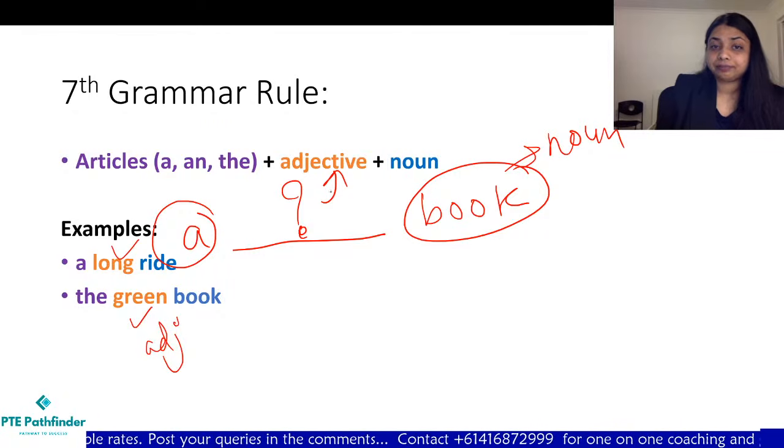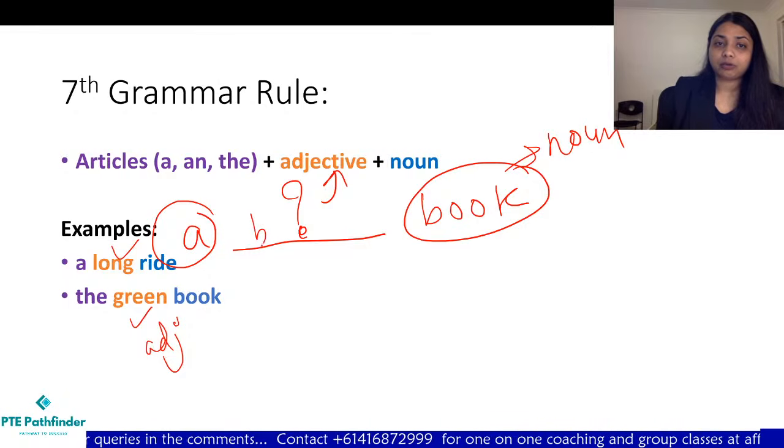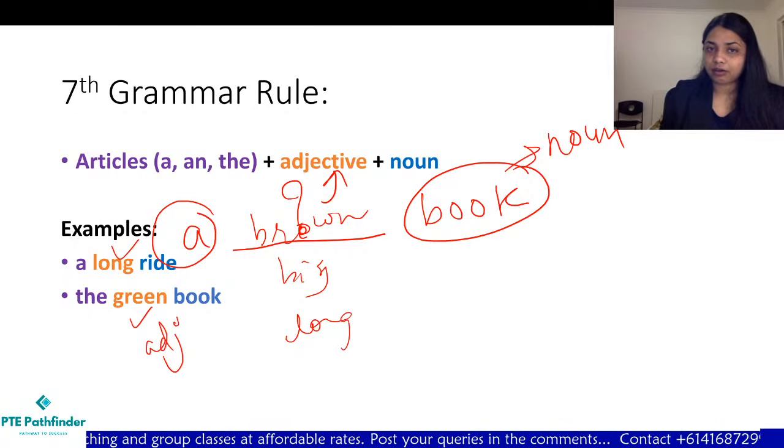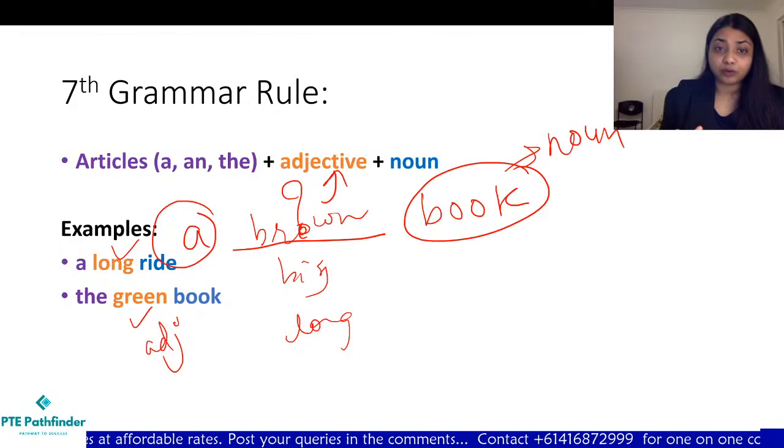So a brown book, I say. Or a big book or a long book. So this kind of adjectives are going to be there if there is noun already present in the sentence. So don't just blindly solve the blanks. Look at the entire sentence first before trying to solve the blank. See whether after the particular blank, if you have a noun or not. So that will help you to decide whether you're going to look for an adjective or a noun.